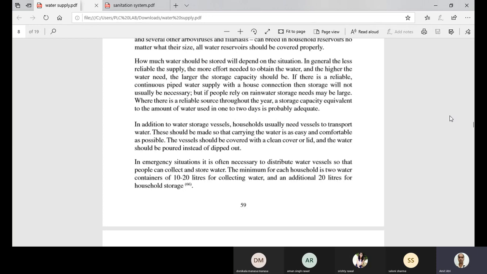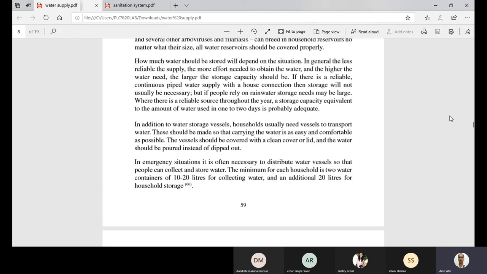In general, the less reliable the supply, the more effort needed to obtain the water, and the higher the water need, the larger the storage capacity needed. Usually in urban areas and in the middle and upper income groups, this is not much of a dependency. The only factor we have studied till now is from the rainwater harvesting point of view, which is to be installed there. Most of the contents we have discussed today are much more related to the lower income group and where the water supply is not frequently available.